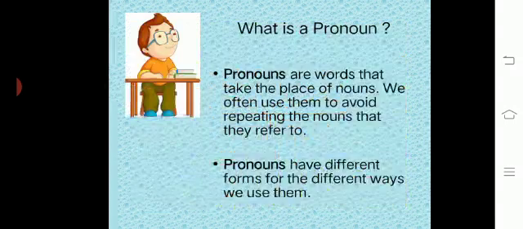Pronouns are words that take the place of nouns. We already have learnt this in the last two consecutive classes. We often use them to avoid repeating the nouns that they refer to, right? I have given you plenty of examples to understand. By now, the concept should be clear to you. So, pronouns have different forms for the different ways we use them. We also saw the types of pronouns in the first class. Then we also saw how we use them in different contexts, right?